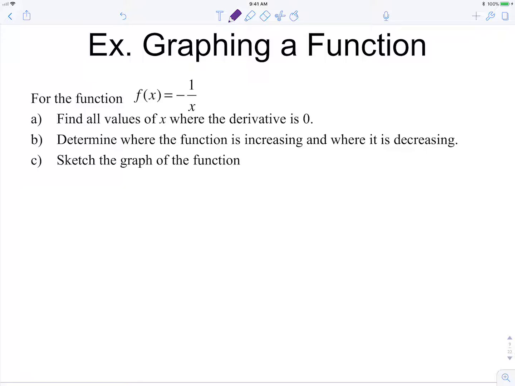Okay, you guys also know what -1/x looks like. But we're going to follow the same process as before. We want to find the derivative and set it equal to 0 to solve for the values of x where the derivative is equal to 0. To take the derivative of -1/x, let's rewrite. So f prime of x would be equal to x to the -2nd, which is 1/x squared.